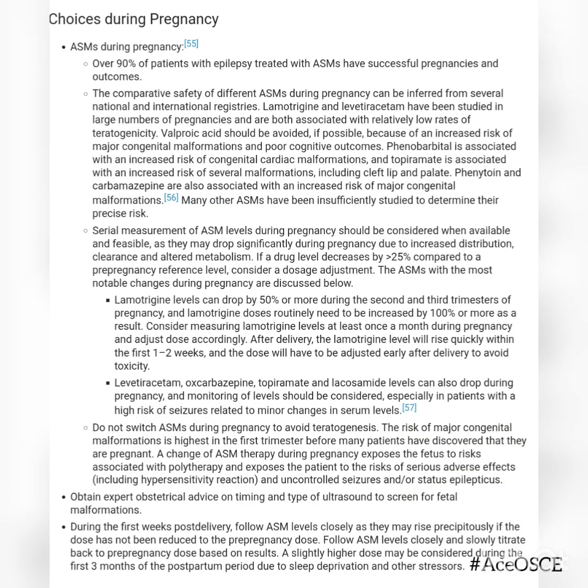So in terms of choices in pregnancy, this is one of the last topics that is covered under the ASMs, or anti-seizure medications. A lot of times when you get questions, even in your OSCE stations, you have to ask the patient, especially if she's female, of childbearing age, if she's pregnant or breastfeeding, just because, as most of you know, our medication choices will change with the answer of the patient.